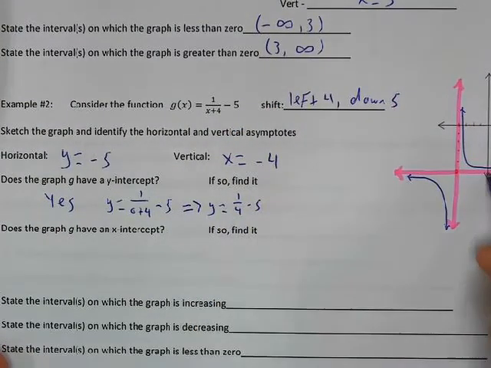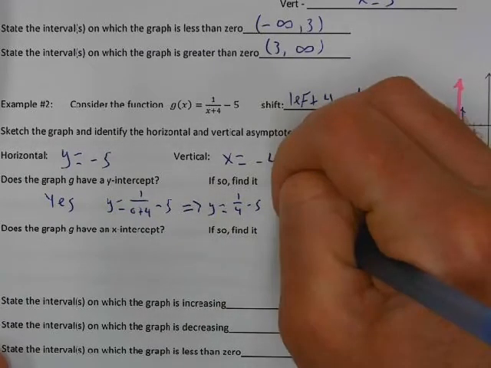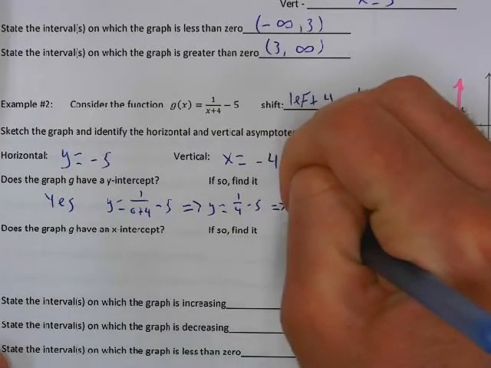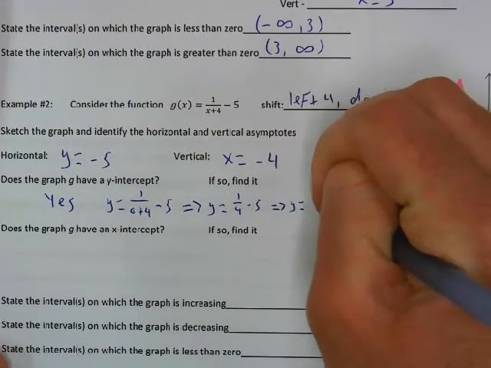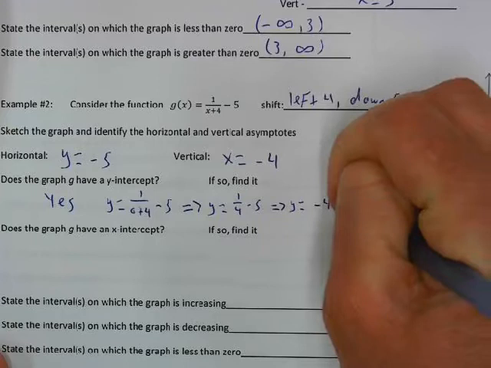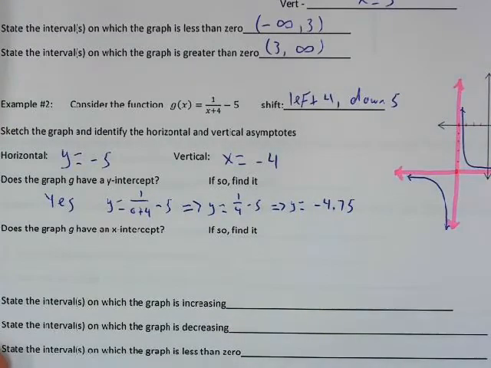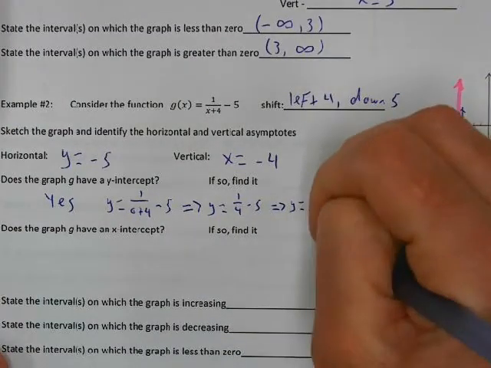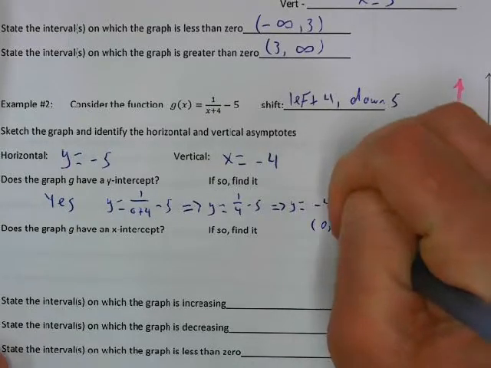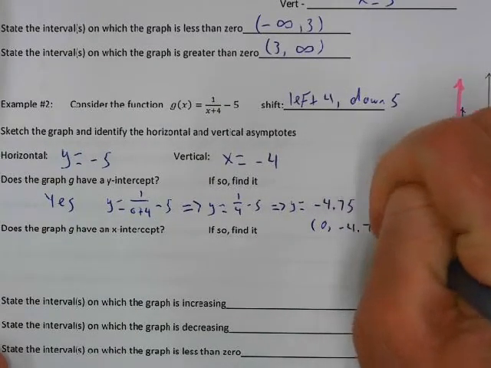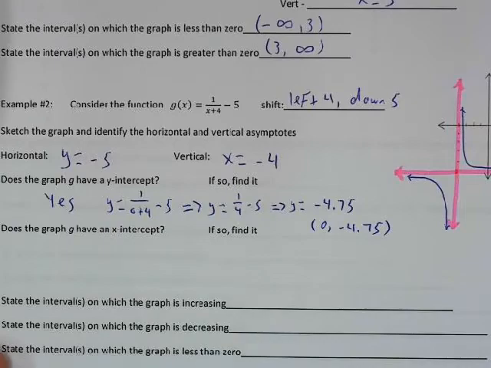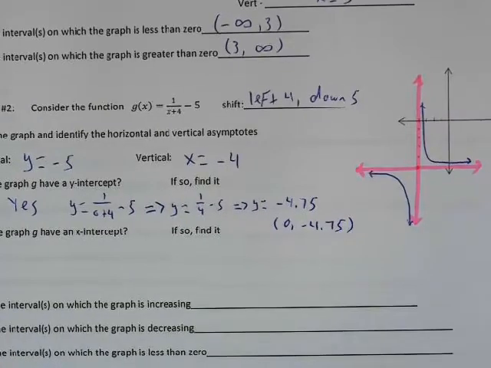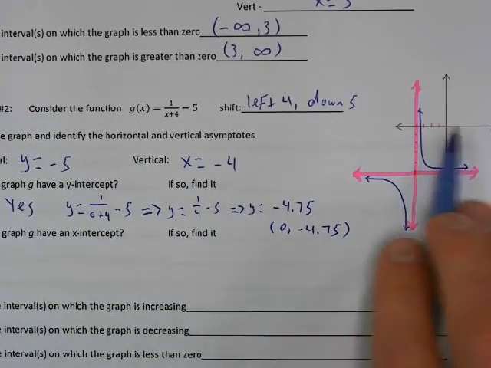And then -5 plus 1/4. So if we're down 5, we go up 1/4. That's going to be at -4 3/4. Y equals -4 3/4. I'm going to put 4.75. We'll do a decimal. Okay. So then our intercept is at (0, -4.75). There's our y-intercept. Okay. Next, do we have an x-intercept? Well, sure, I crossed the x-axis right there.